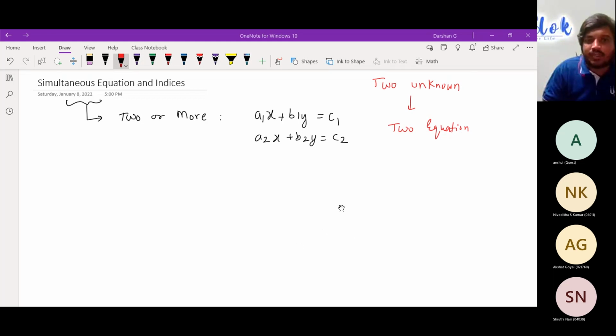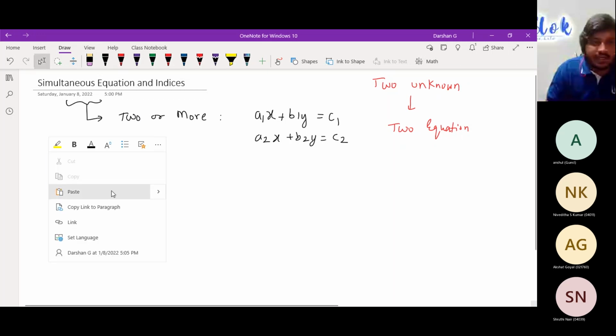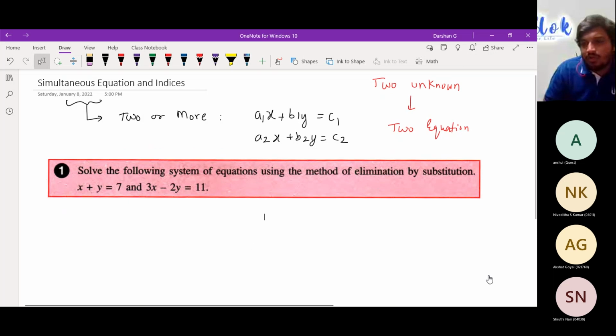We will be taking one problem and solving it in all three different forms. I hope everybody has their book. The equations are x plus y equals 7, and 3x minus 2y equals 11. We have 4 people. Nivedita will be doing the first method, Shruti will be doing the second method, elimination, and Anshul will be doing cross multiplication. Akshat can also do the first method, substitution.